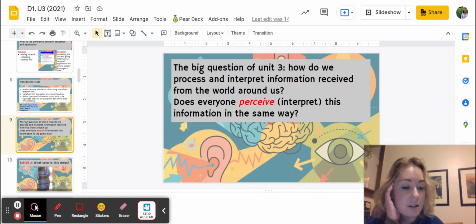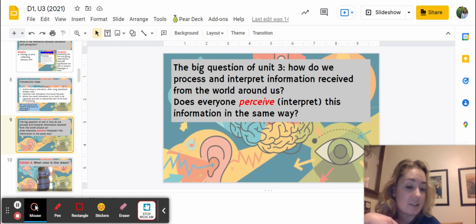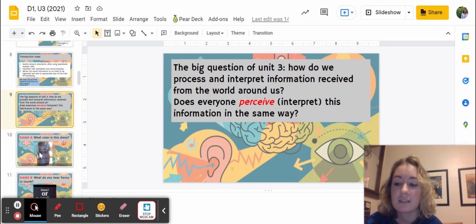So really, we talk about sensation. We've kind of hit the big stuff. What we're focusing on a lot of Unit 3 is how do we process and interpret, or perceive, the world around us. And do we all perceive the world the same way? Like I said, this unit's a little trippy, so it might make you question and rethink some things, right?